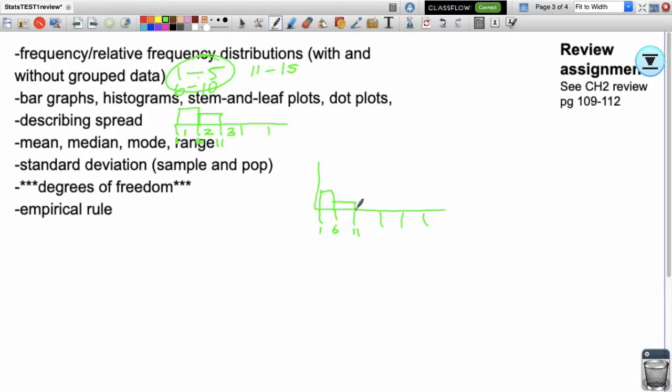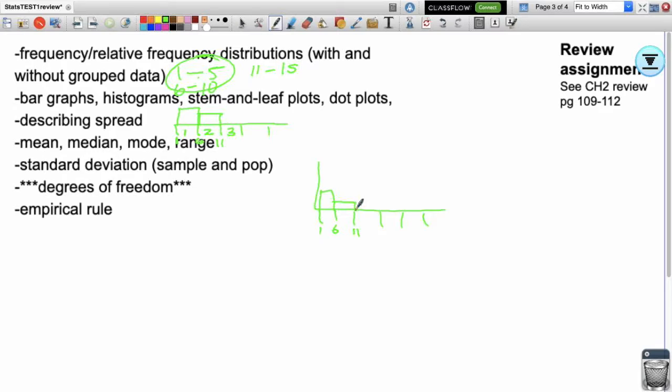So again, if it's grouped data, your L1 is your midpoint. Your L2 is your frequency. Okay? If you're doing normal mean, you can add them all up on your calculator, but you could also put them in a table, right? Have them in your L1 and do the same thing, one variable stats.